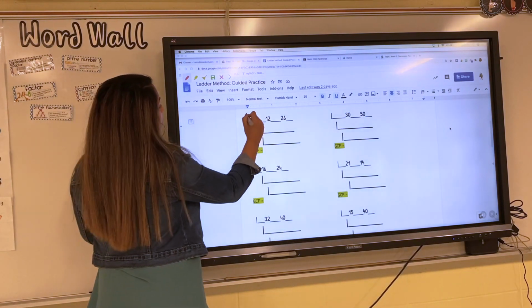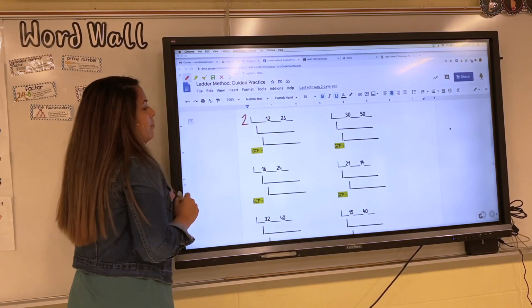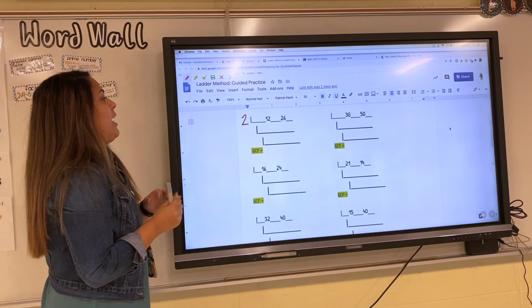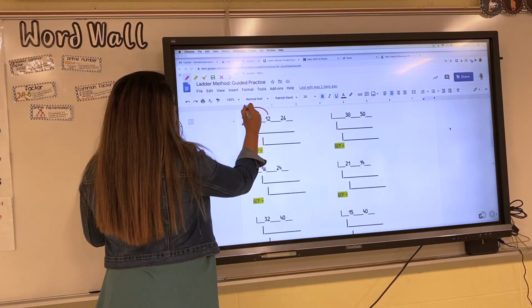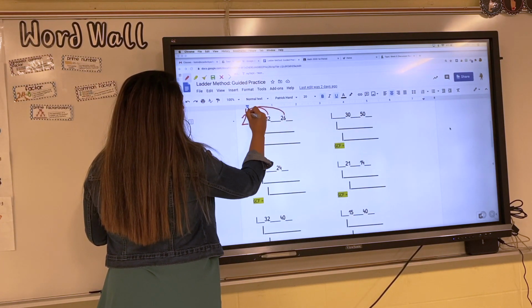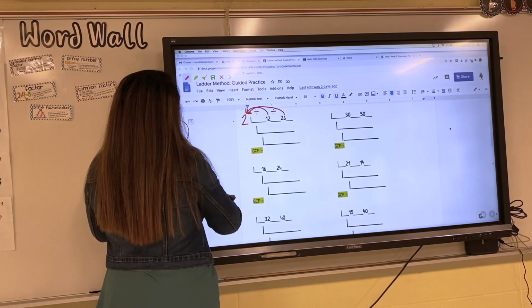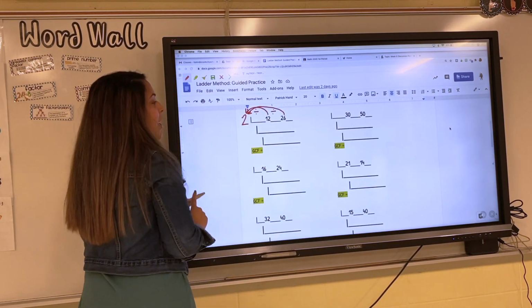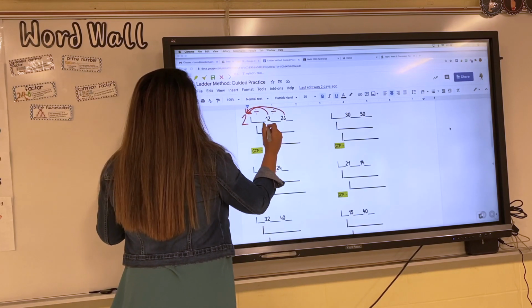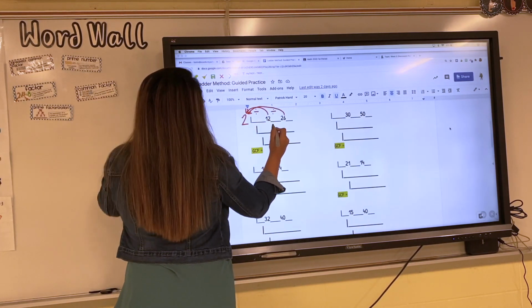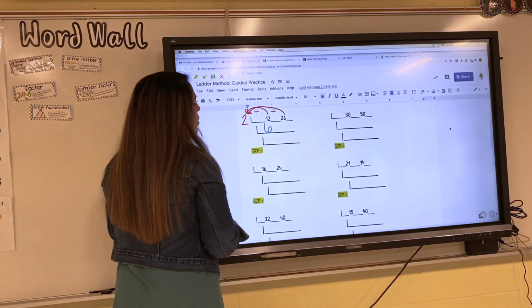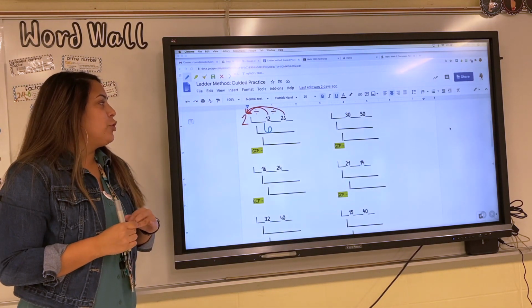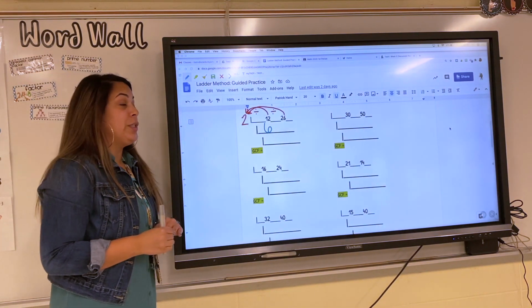You can never go wrong with starting with 2. Okay? So I'm going to write 2 on the outside. And then I'm going to divide 12 divided by 2, and then 26 divided by 2. 12 divided by 2 is 6. And then 26 divided by 2 is 13.